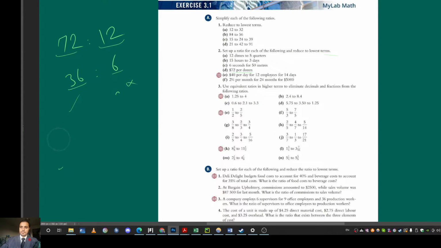First of all, in this question, they were being asked to set up the ratios, like I did earlier. And then we were being asked to figure out how to convert them into the lowest form. For situations like this, where they all have different units, that's fine because they're talking about different things. So $40 for 12 employees for 14 days: this is money, this is employees, and this is days, and that's fine. That's not a big deal. Same with the rates.